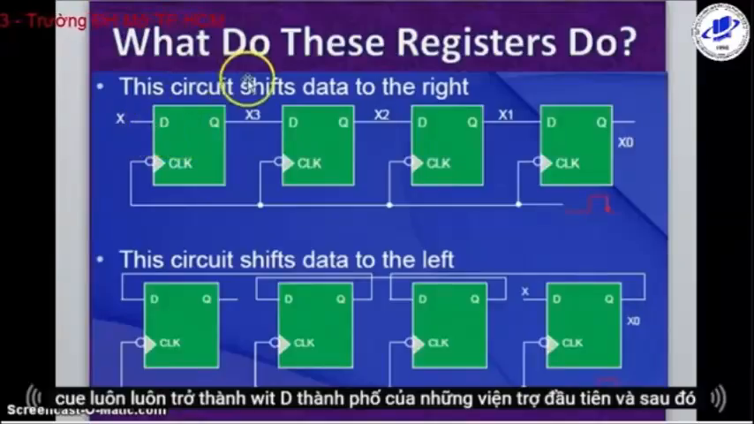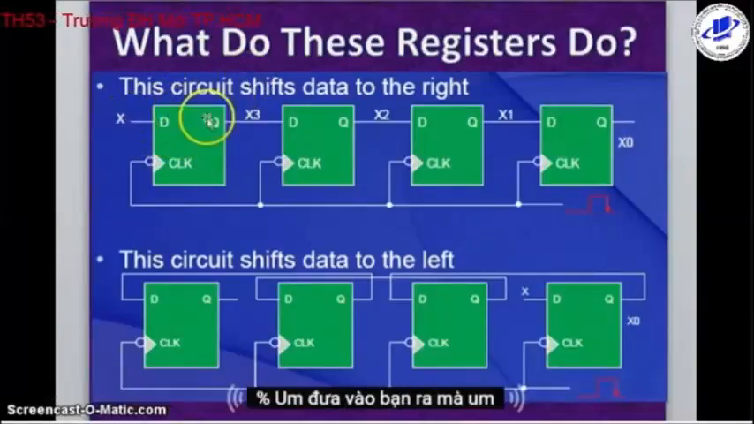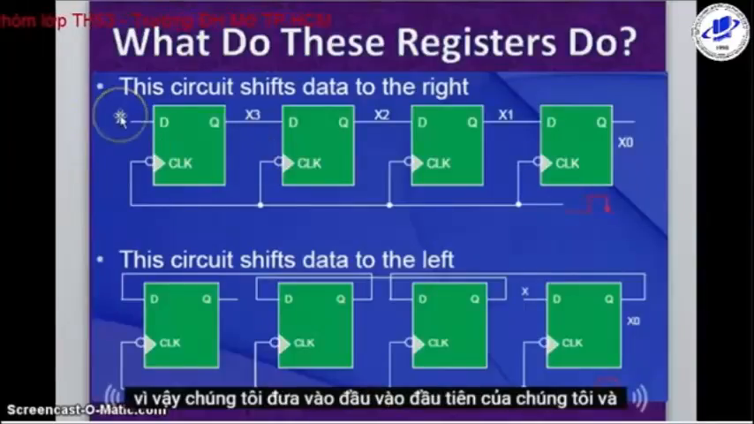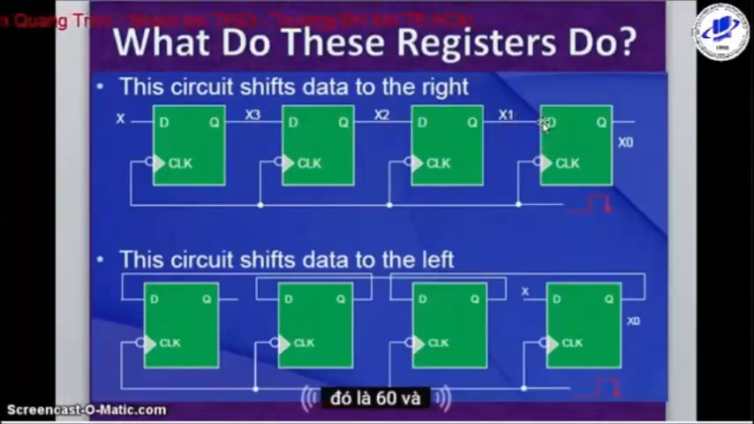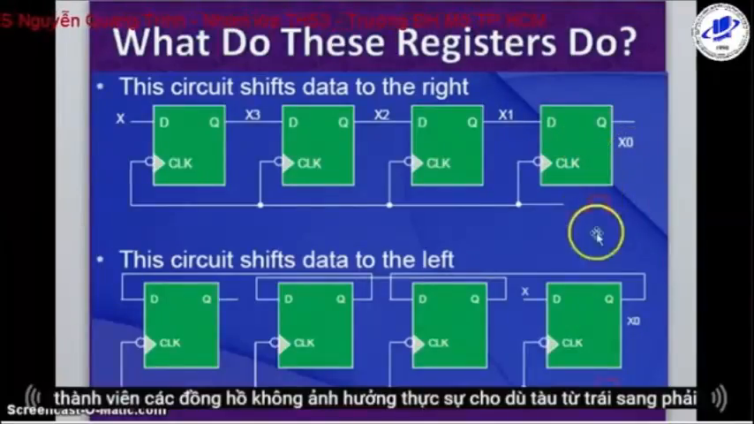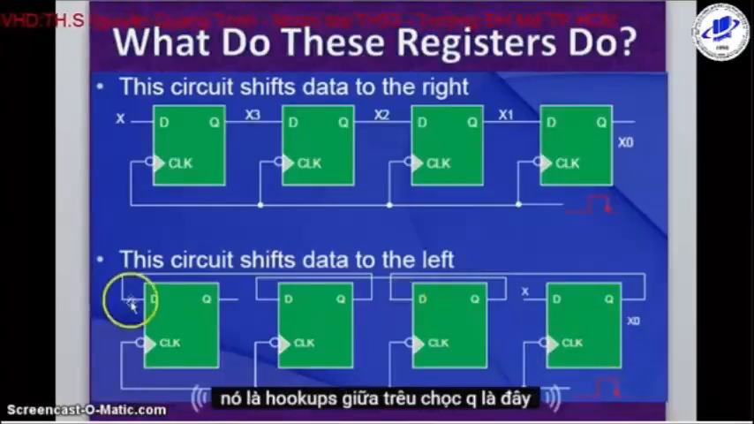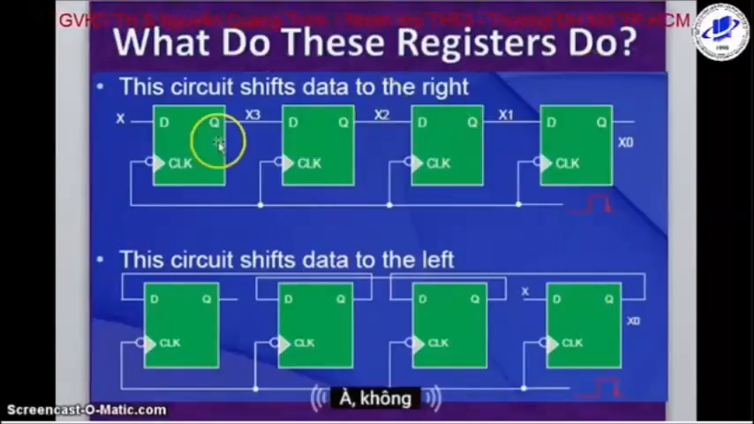So D is the first state, and then you input it, and then Q outputs that. So we put in our first input there, and now we have the most significant bit to the least significant bit, which is x0. Remember, the clock does not really affect whether it shifts from left to right. It is the hookups between the D's and the Q's here.